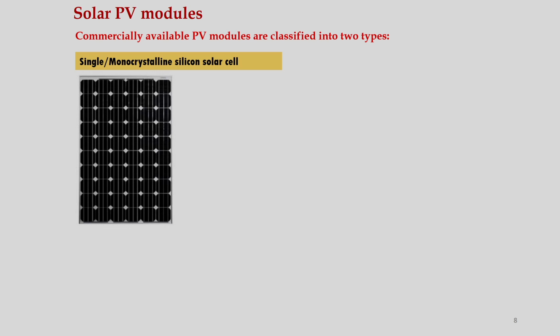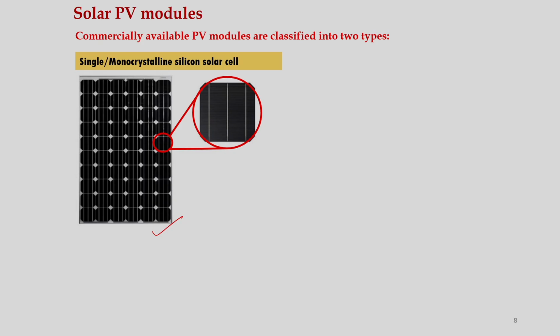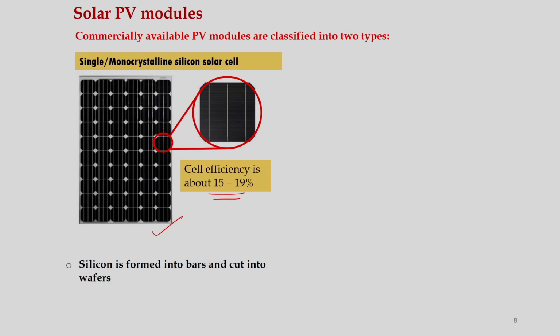This configuration is for single or monocrystalline silicon solar cells, and already we know how it looks. We also studied the crystal structure and why it looks like this, and we have studied the conversion efficiency. It varies from 15 to 19% for monocrystalline silicon solar cells, and this silicon is formed into bars and cut into wafers in case of single crystalline or monocrystalline silicon solar cells.